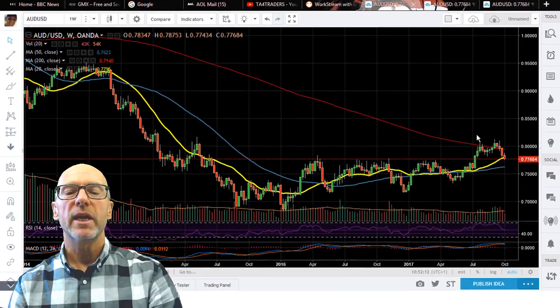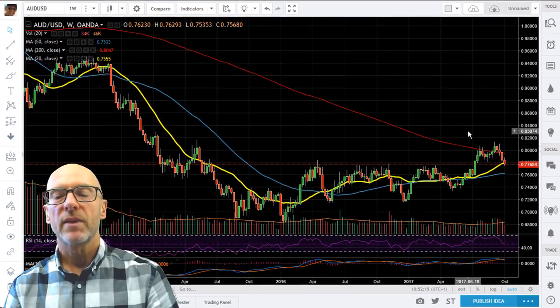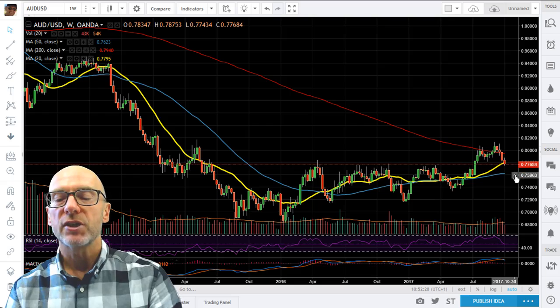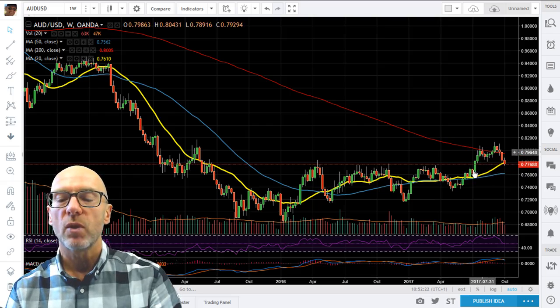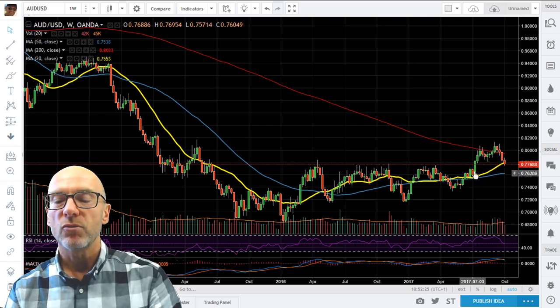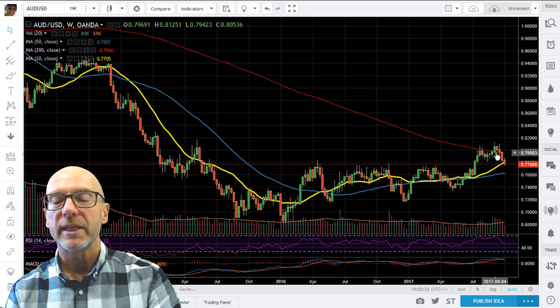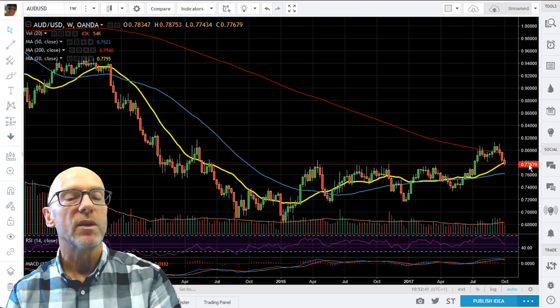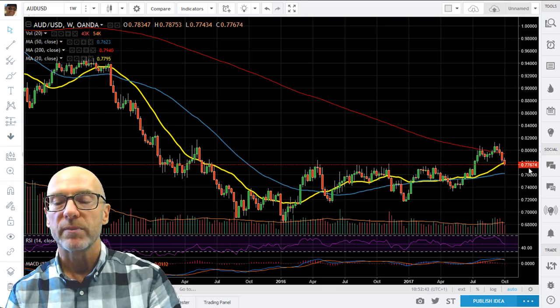So here we are on the weekly. Here each candle represents 1 week. And you can see that the Aussie dollar had been strong through the summer until the week of the 4th of September and then has pulled back. The pullback was caused by the downtrend in the 200-day moving average, which continues to be a negative factor as it tracks down, presently at 79.40. You can see that we are finding support this week from the 20-week moving average.